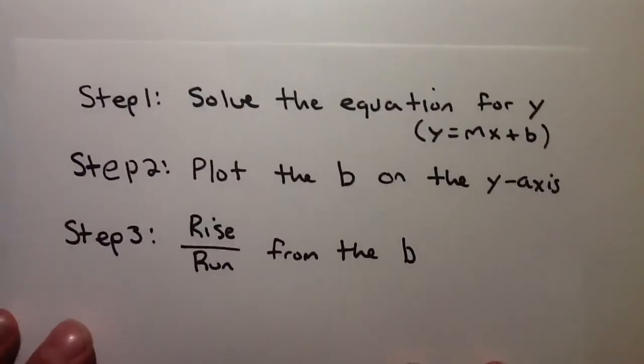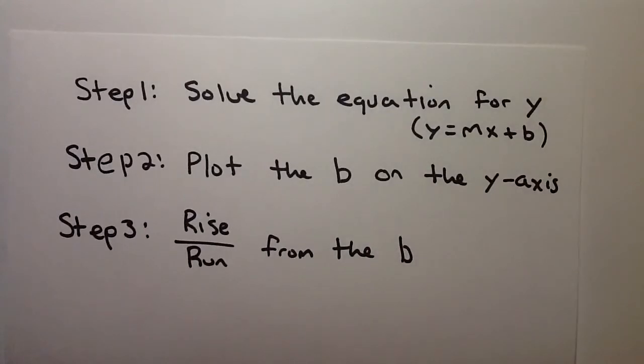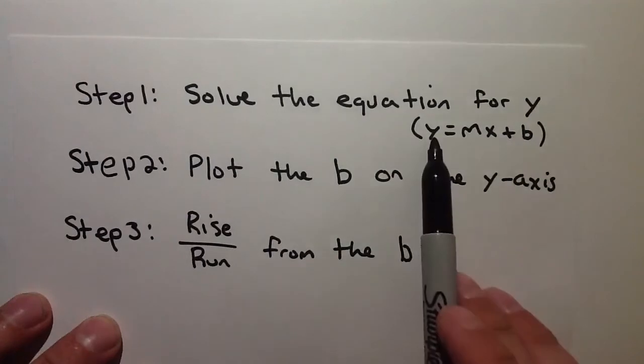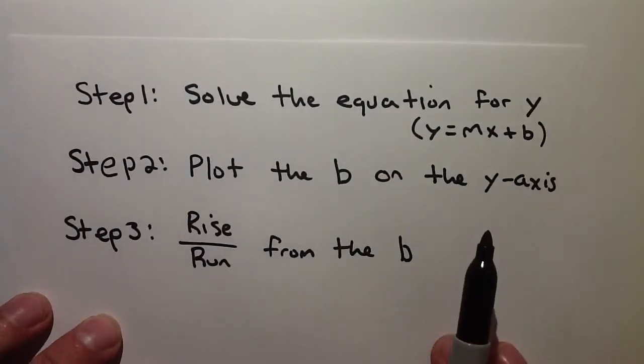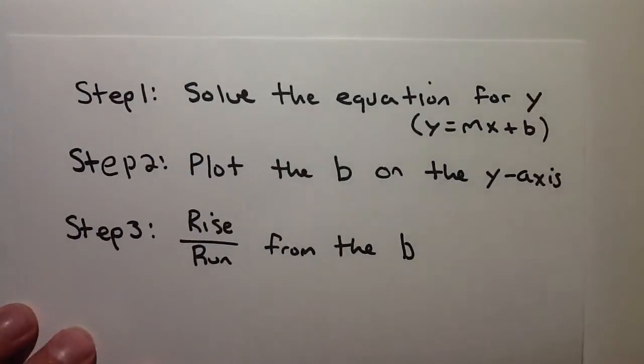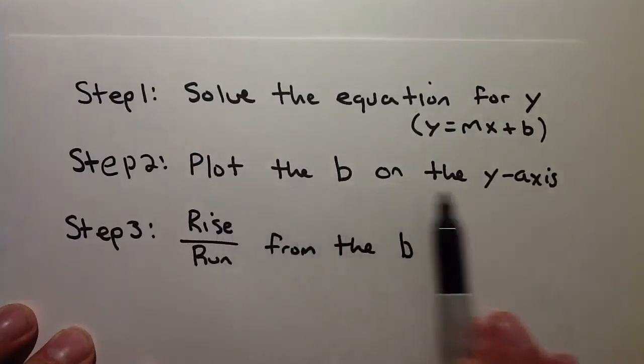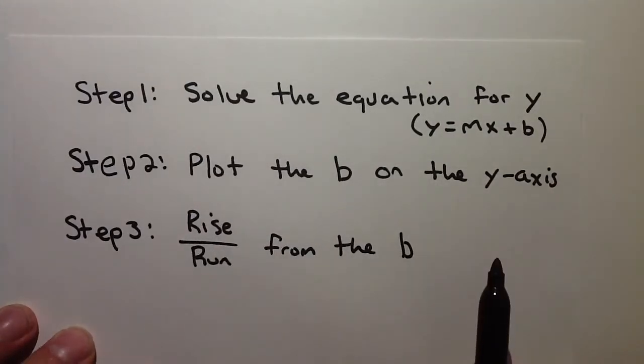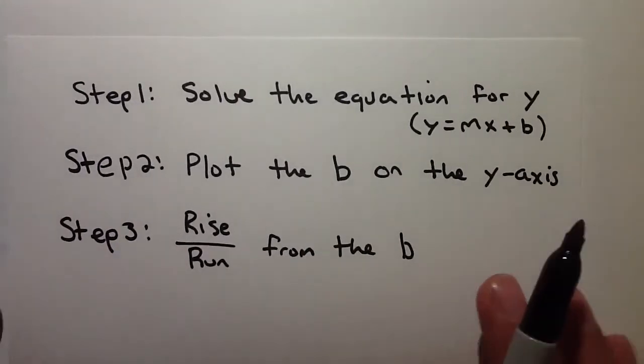In this video, we're going to graph using slope-intercept form. First off, there are 3 steps for graphing in slope-intercept form. Step 1 says to solve the equation for y. In other words, we want to get it into y equals mx plus b form, which is our slope-intercept form. Step 2, plot the b on the y-axis. Step 3, rise over run from the b. Those are the 3 steps that we're going to be working with.